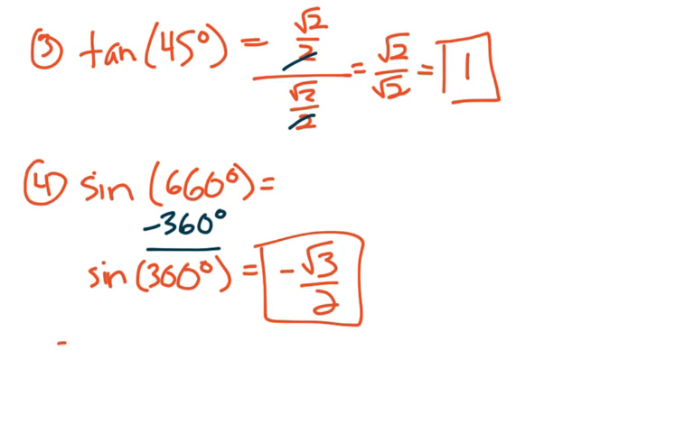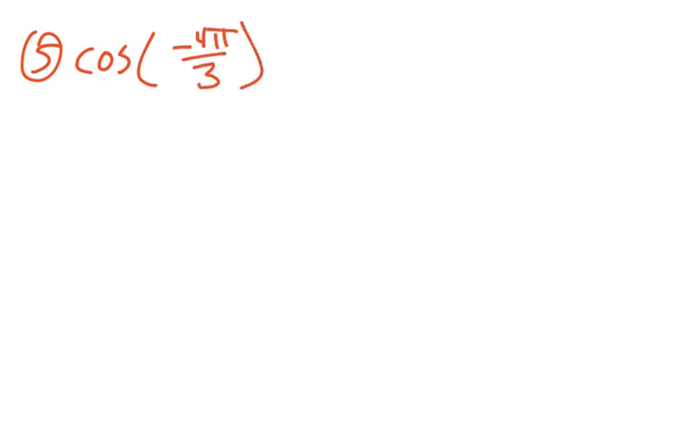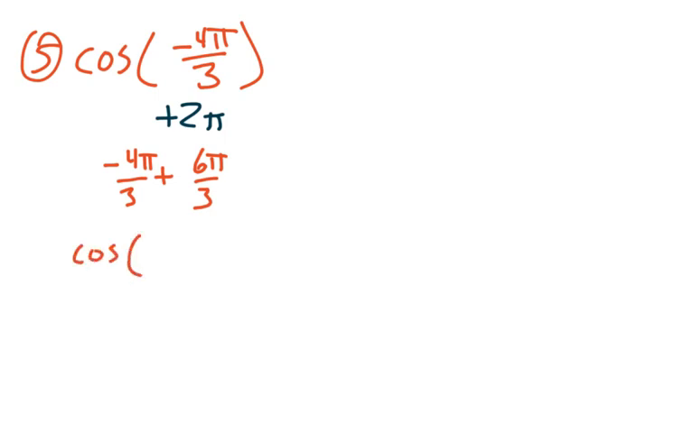All right, let's try 5. Let's do, actually, I'm going to go up here. So 5, we're going to do cosine of negative 4 pi over 3. So here, this is too small. It's not within our unit circle, so I'm going to add 2 pi to find a coterminal angle. So negative 4 pi over 3. 2 pi is the same as 6 pi over 3 because we need common denominators. So really I'm going to be finding cosine of 2 pi over 3.